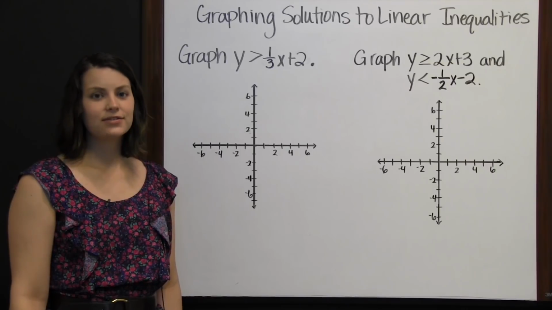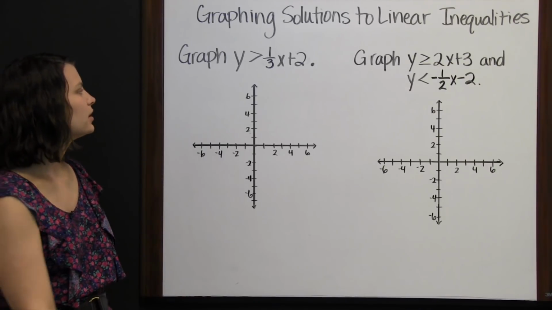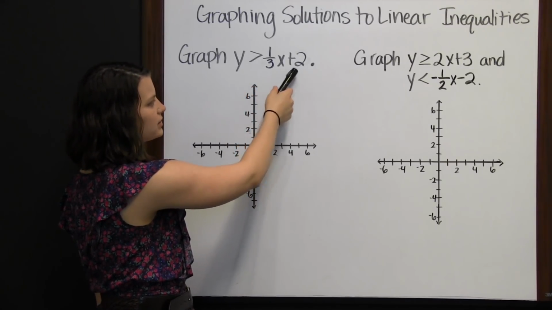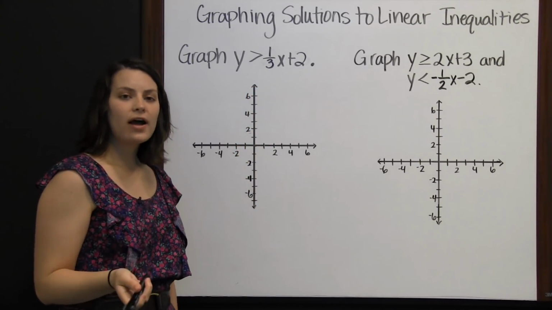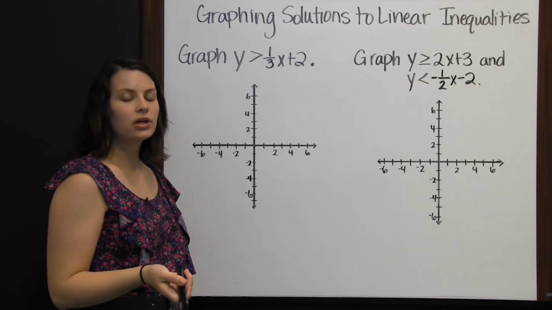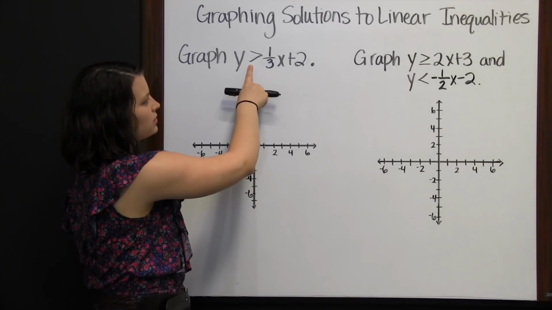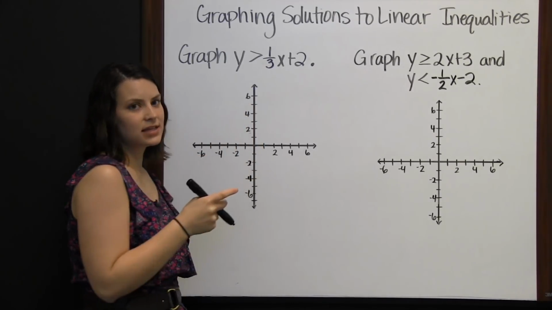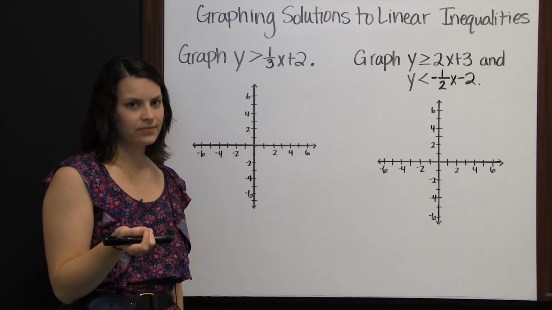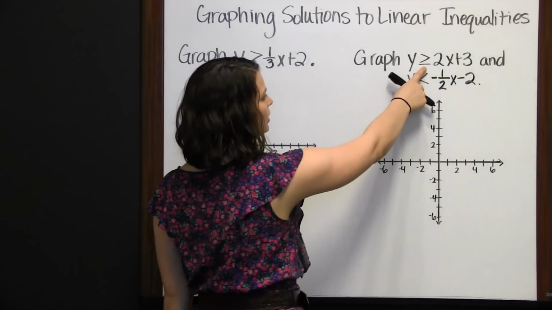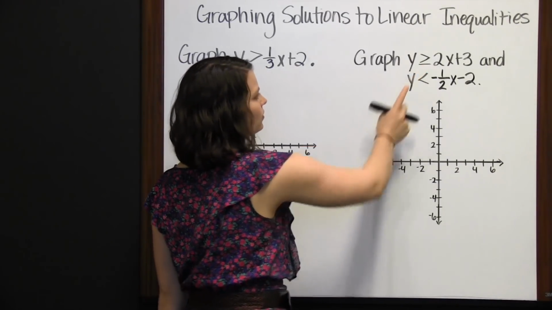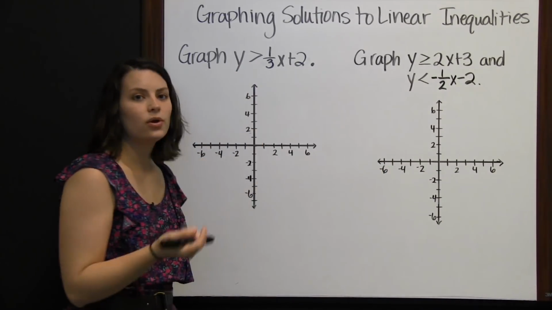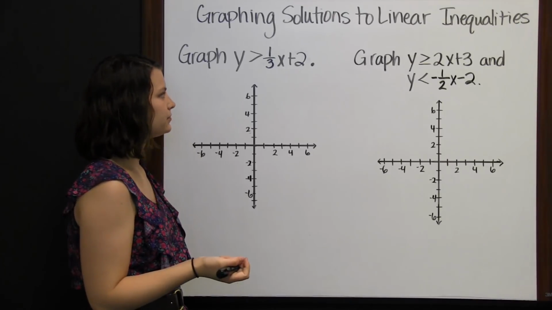Graphing solutions to linear inequalities. First, we're going to graph y is greater than 1/3 x plus 2. To graph a linear inequality, we're going to graph the line as if this were an equal sign, and then if it's greater than or less than, it's a dashed line. If it's greater than or equal to, less than or equal to, we use a solid line. So since this is just greater than, we need to use a dashed line.